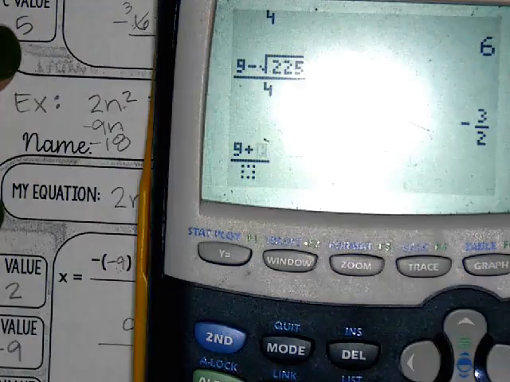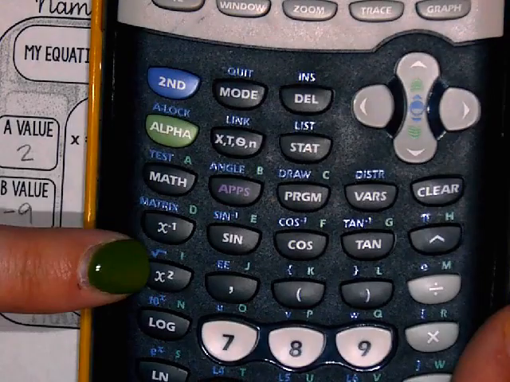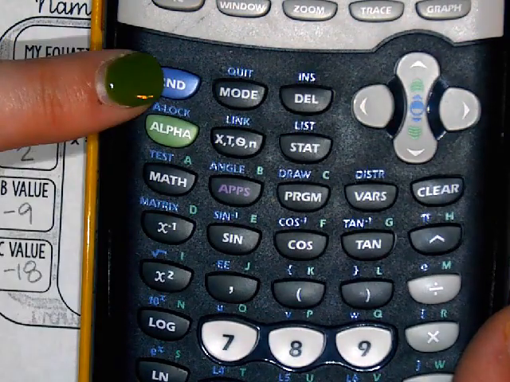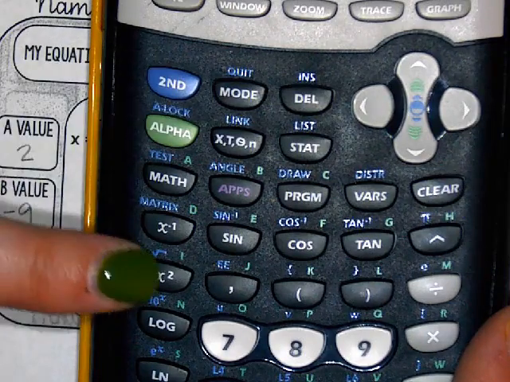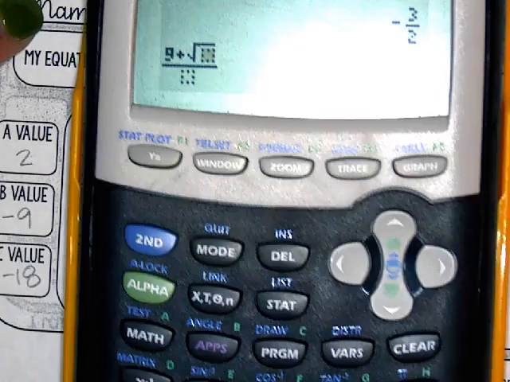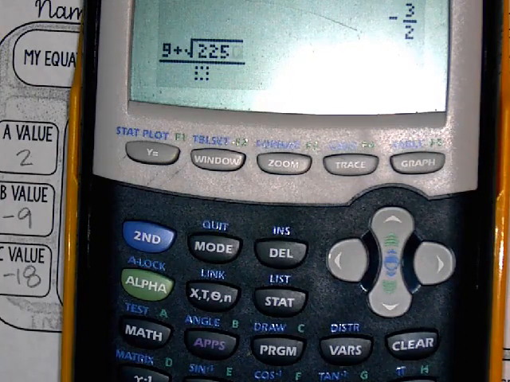And then to get the square root, the squared button is right here, and the square root is the blue right above it. So we hit the blue button and then the x squared button, and that's how you get a square root. So I did 225, so I did the step above that, just saying what if I didn't know that it was 15? This way I don't even have to know.